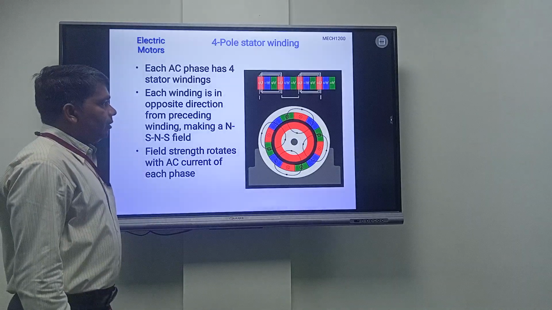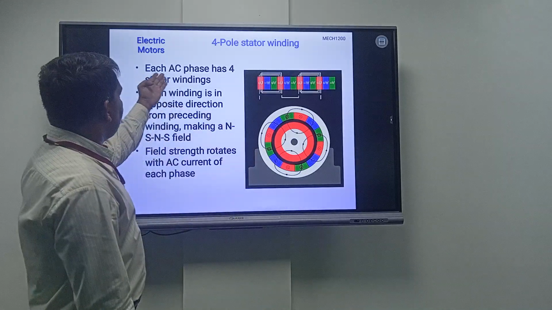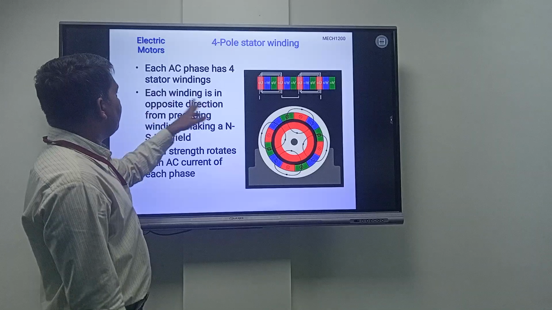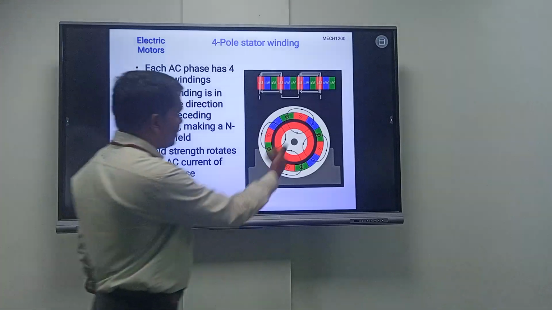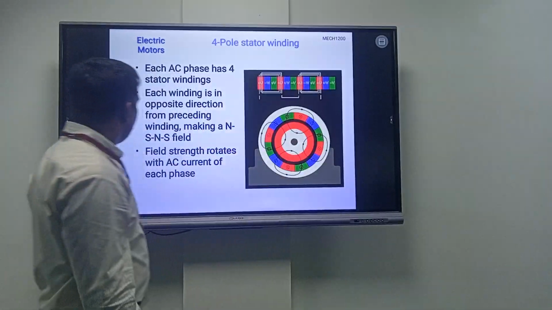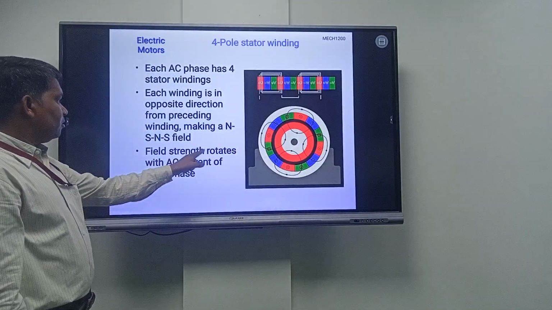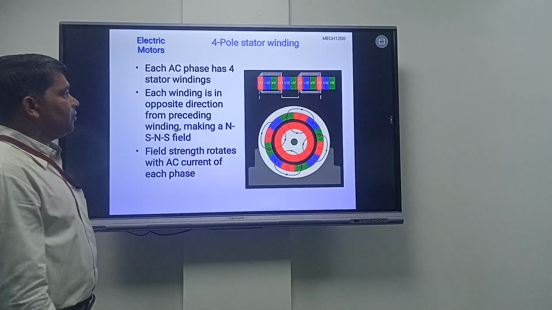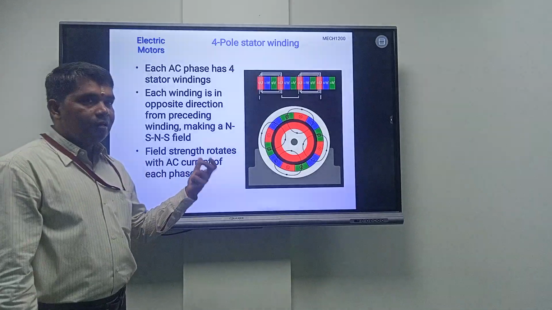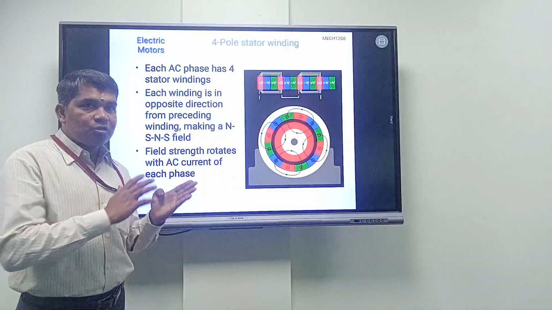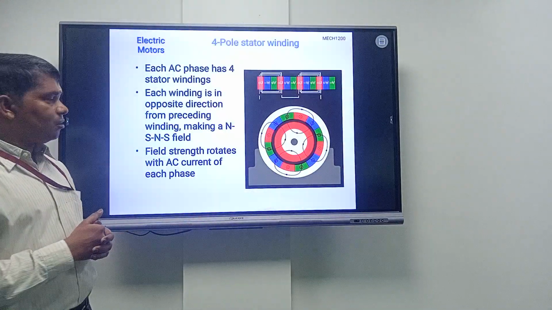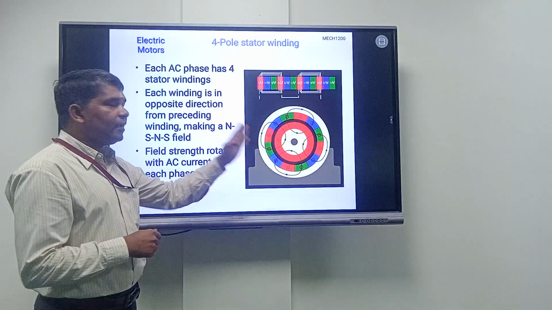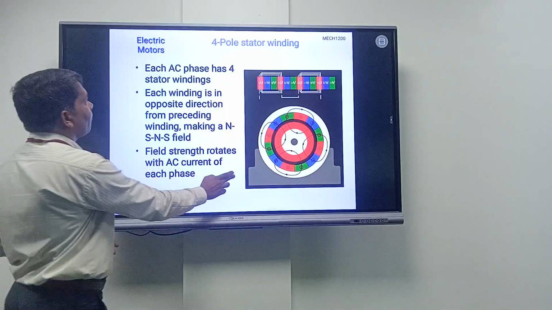So this is the diagram. Each AC phase has 4 stator windings. Each winding is in the opposite direction from the preceding one, and the field strength rotates with the AC current of each phase. The field will be supported because for the motor you have to give supply to the stator as well as the rotor. So the AC source will be connected to the stator winding.